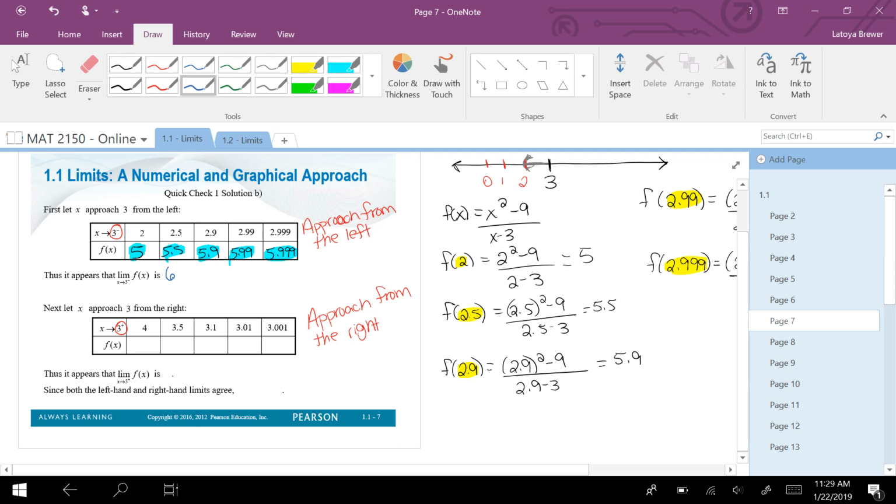Okay, I'm going to assume that you guys paused and actually substituted into the equation. If you did, what you should have gotten was 7, 6.5, 6.1, 6.01, and 6.001. What did you notice?